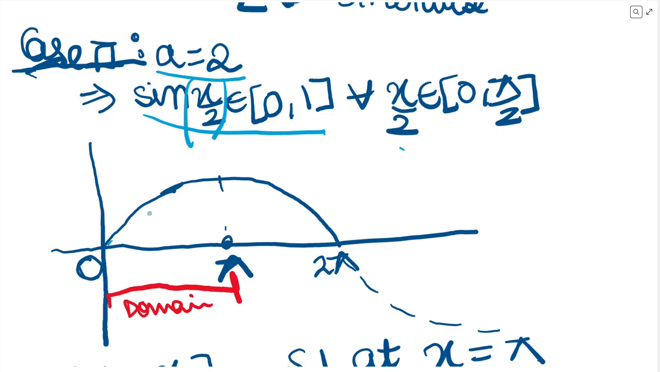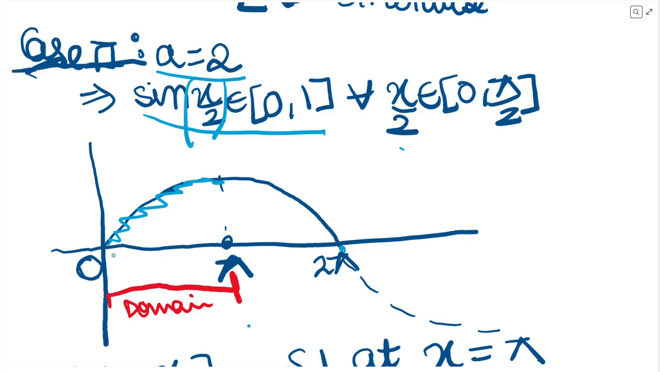So we'll draw again the graph. So this is the graph of sin x by 2, right? So at x equal to 2 pi, it is becoming 0, right? But our domain is still 0 till pi, right? So this is the part of the graph where we have to focus, right?